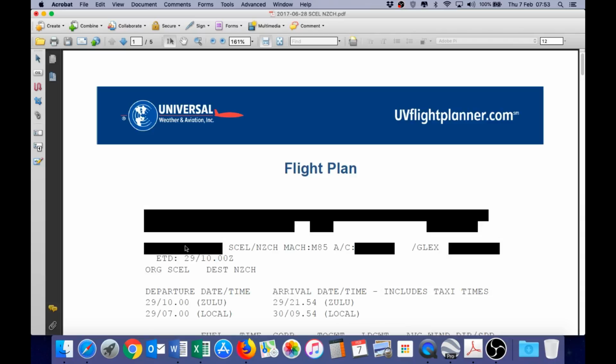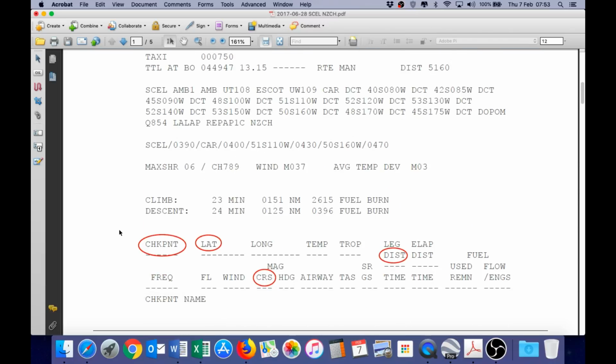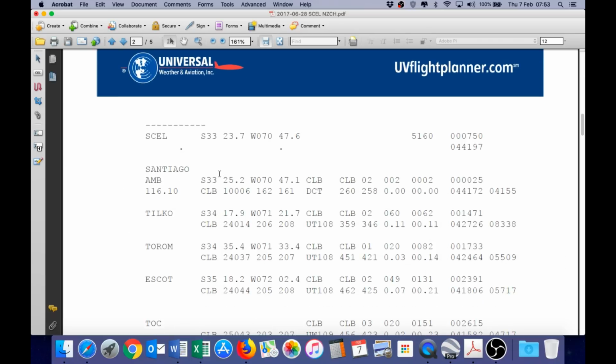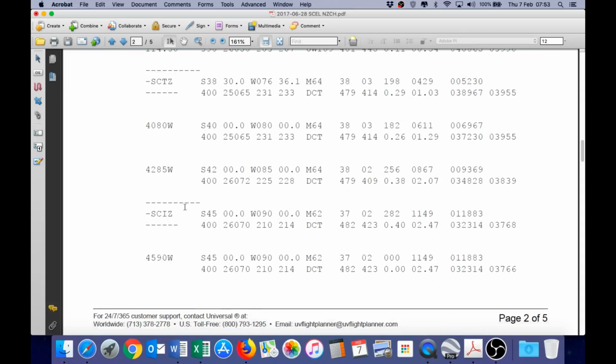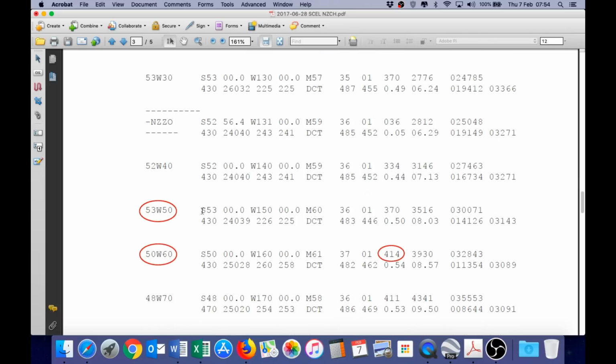So here's our flight plan. Let's now calculate the distance between two waypoints and see if the result matches what the flight plan shows. I could use any two waypoints on this flight plan because every one of them has the exact location listed. I have just chosen two random points in the middle of the ocean. The first one, 53W50, and the second one, 50W60. The location, south 53 degrees latitude, west 150 degrees longitude.